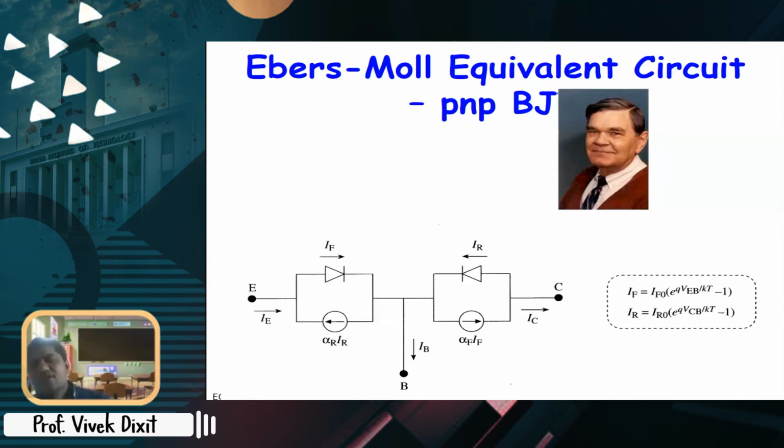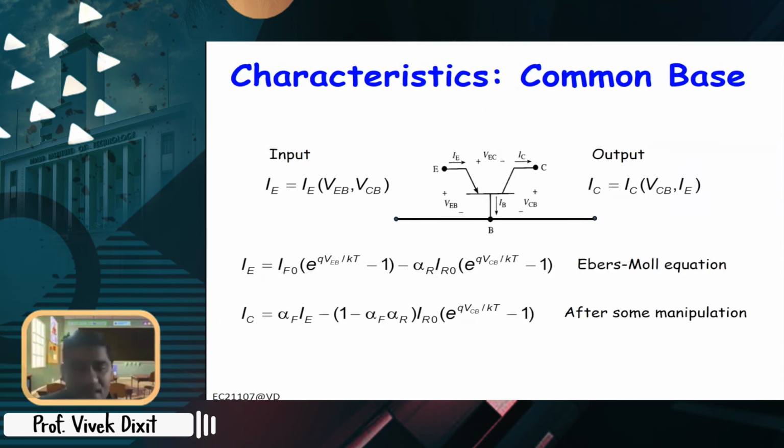So with this small model, you can do all the manipulations to get these different characteristics. For common base, your input will be emitter and output will be collector, so you can directly write those equations. IE is this, IF naught exponent. Now we don't want to write this in terms of IF naught, IR naught, right? We know IE, we know IC, so can we express this IE and IC in terms of each other?